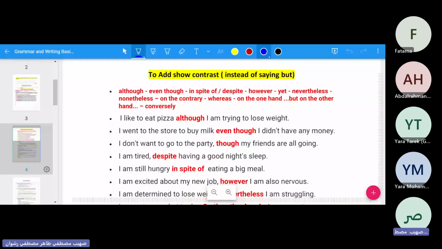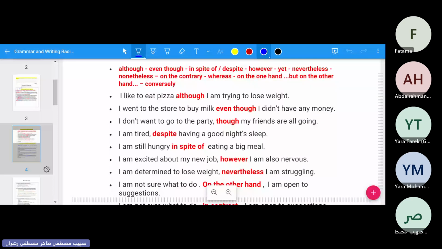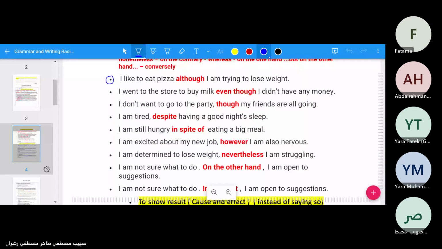Yes, sir. Okay. Excellent. Look, guys, let's read the first sentence here together and fix the errors of punctuation. Come on Abdurrahman, read sentence 1. Sorry, sir, I read it with the mic closed. I like to eat pizza, although I'm trying to lose weight. Yes, here we used although in the middle. This is one of the subordinating conjunctions. No comma required here. Okay?